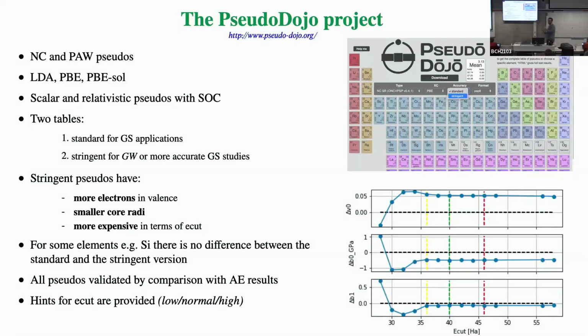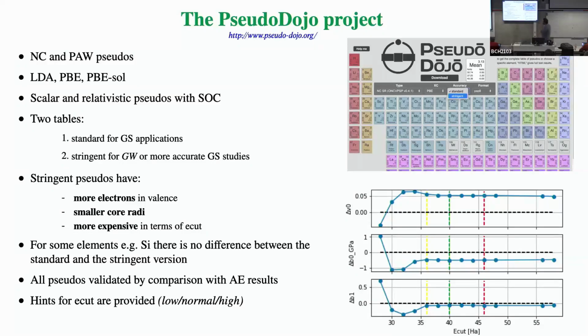The standard one is designed for ground state applications. And in this case, for instance, you will find what I call gallium-d, gallium with just the 3d electrons. It is a standard table, but we also have a stringent table that has more valence electrons and smaller core radii, designed for highly accurate ground state calculations or many-body calculations, in which we want to have good scattering properties in the empty region, and also semi-core states to account for this overlap in the Fock operator.